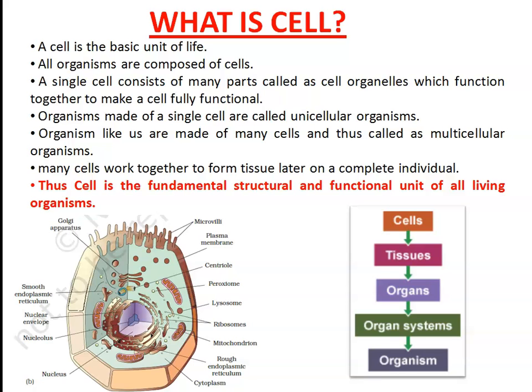Now, if any organism is made up of a single cell, then that organism is called a unicellular organism. And organisms like us, like human beings and many others, are made up of millions of cells, and therefore we are called multicellular organisms. I hope this much is clear.